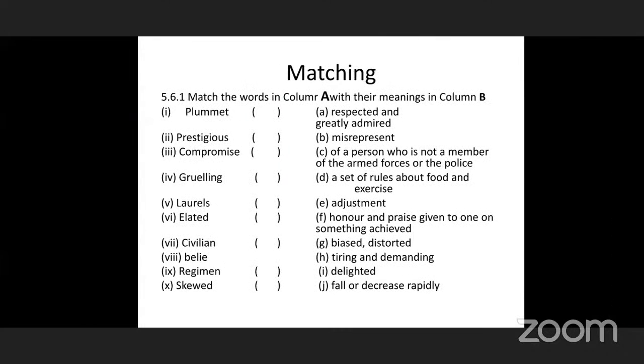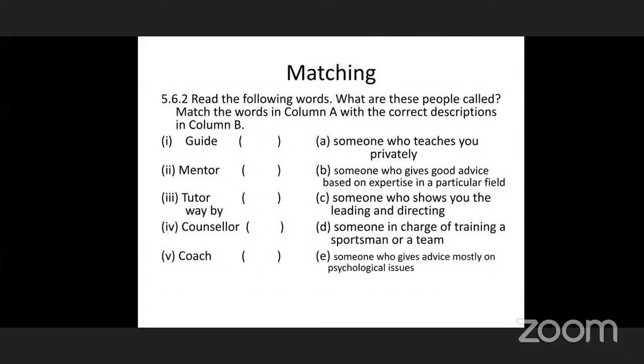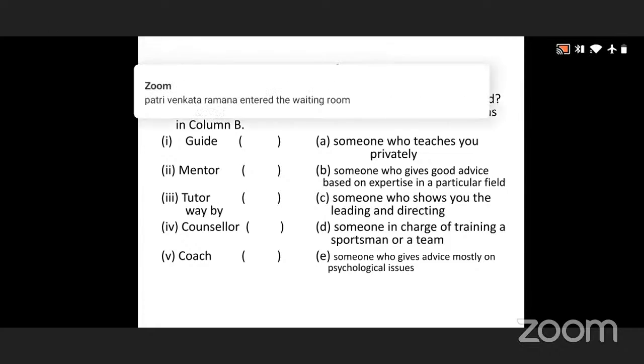Now just have a look at this particular matching section and read the following words. What are these people called? Match the words in column A with the correct description in column B. I hope you might have heard these words. First one is guide, second one is mentor, the third one is tutor, the fourth one is counselor, and the fifth one is coach.